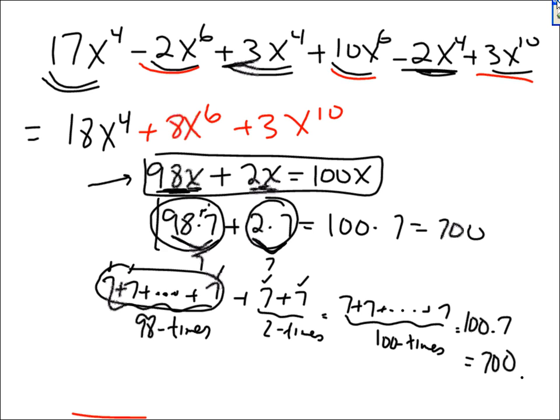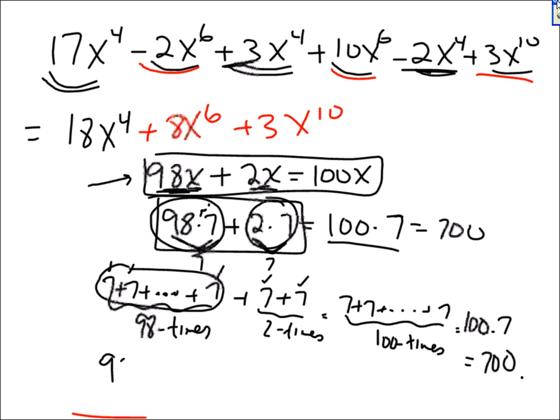This is not a calculator problem. And if it is a calculator problem, it should be because you don't know what 100 times 7 is. The 98 sevens plus 2 sevens, well, 98 plus 2 is 100. It's 100 sevens.